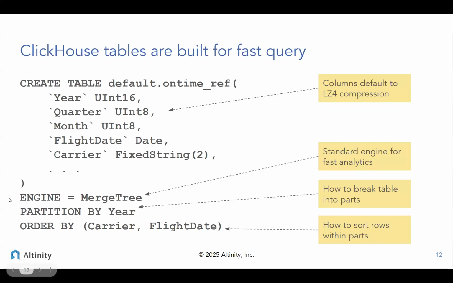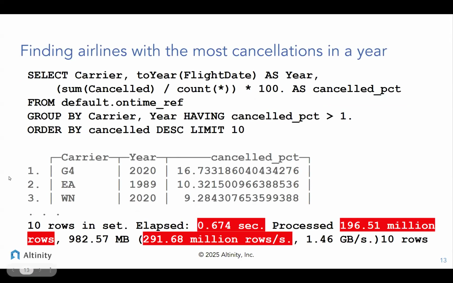Why is that? Well, let's look a little bit at how ClickHouse works. We're going to take a simple example of finding airlines with the most cancellations in a year. This is using a very popular data set called OnTime that you can just grab. You can actually load it automatically if you're using Altinity.cloud. It's also very easy to access. But this is a query that would run in pretty much any database that you might care to use.